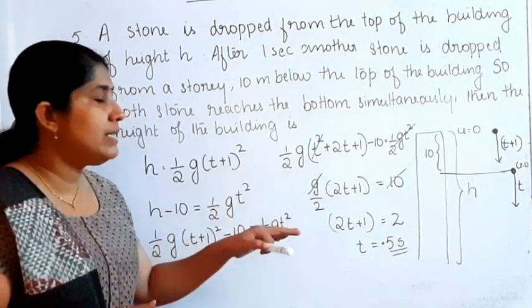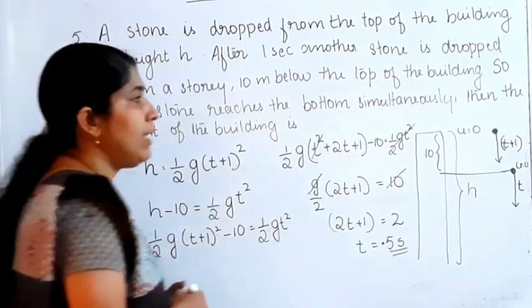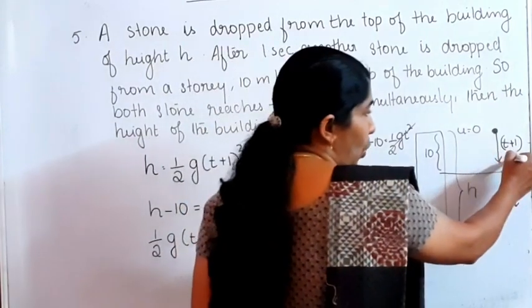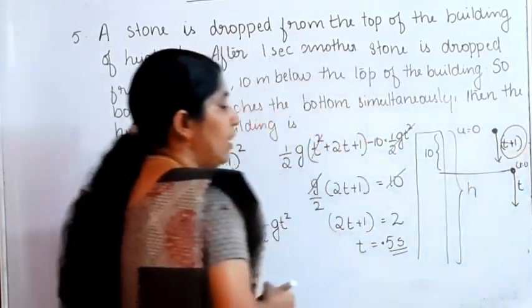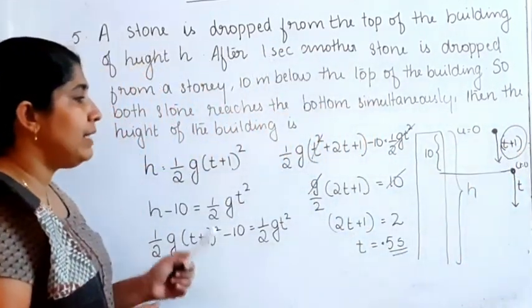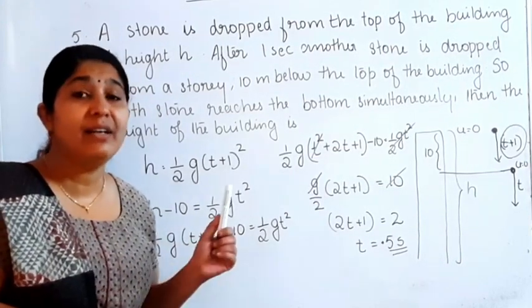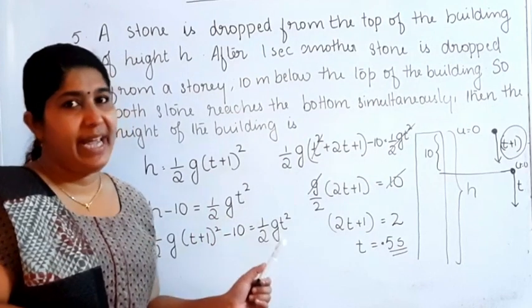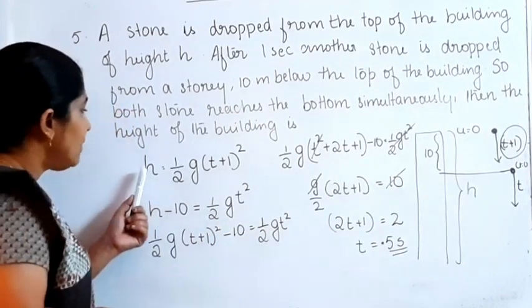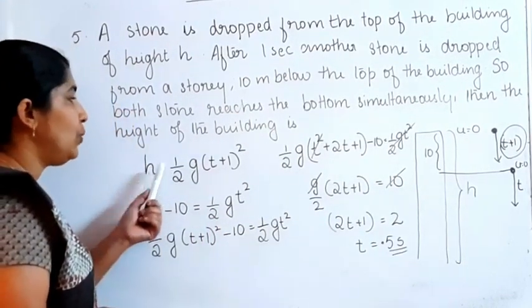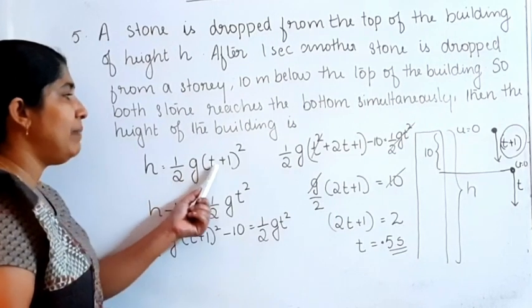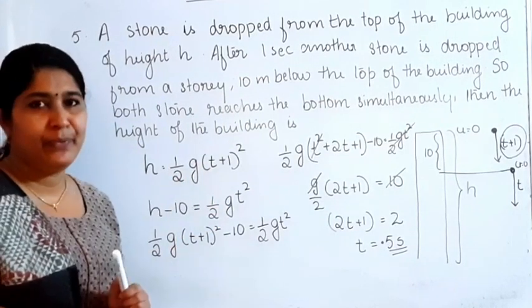0.5 plus 1 is equal to 1.5. The time taken by the first stone to reach the ground is equal to t plus 1, that's equal to 1.5 seconds. Now we can find out the value of h by using this equation. h is equal to half into g into t plus 1 the whole square.